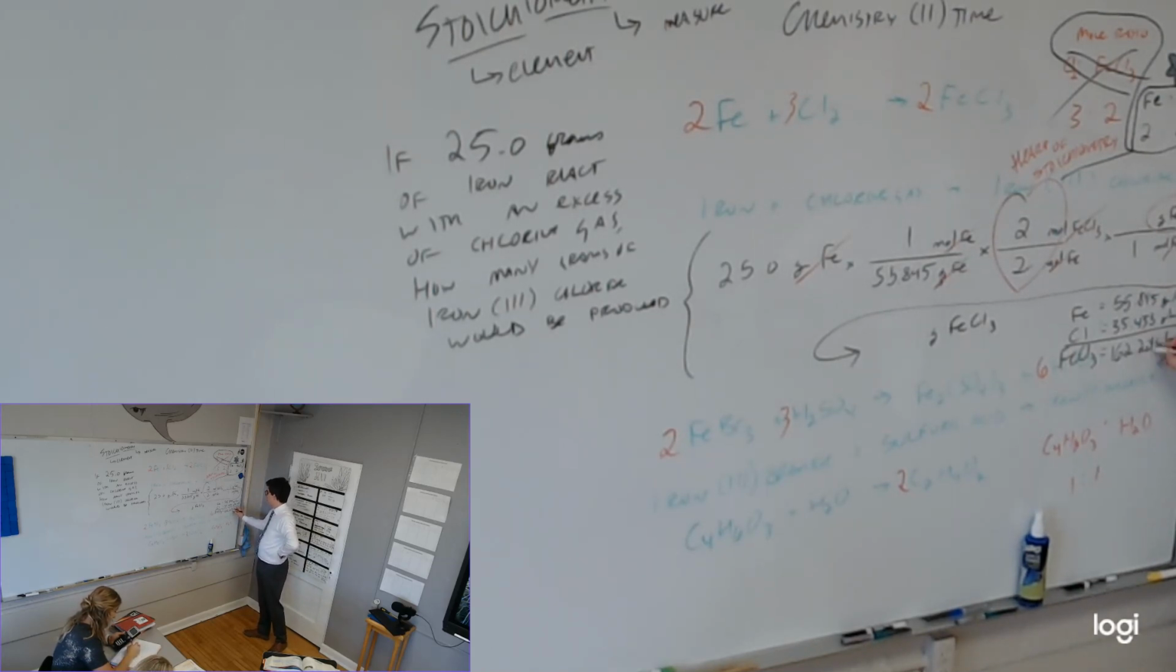162.204 grams per mole. Yep. 162.204 grams per mole is how many grams there are in 1 mole of iron trichloride. That should be it. Decimal point.